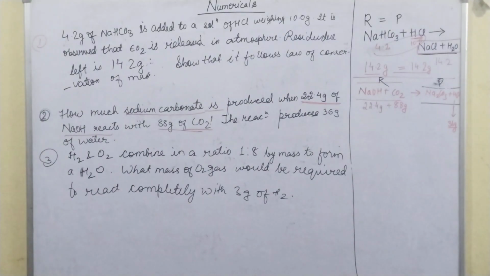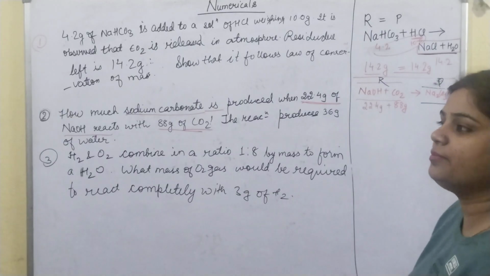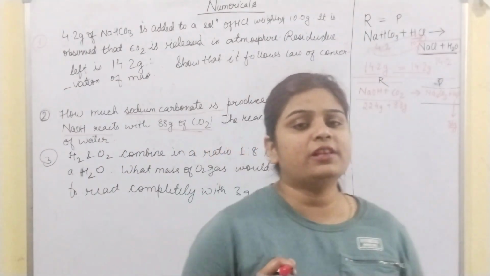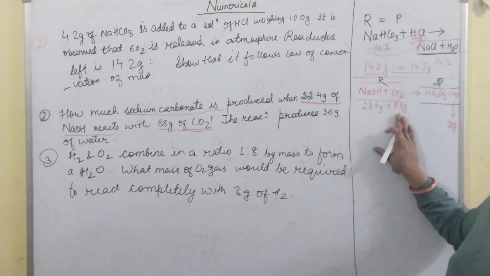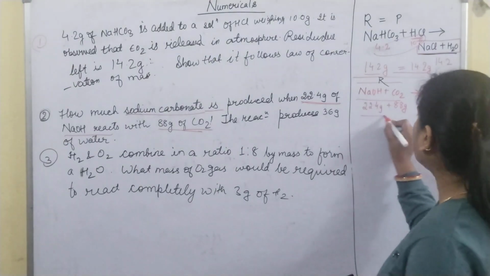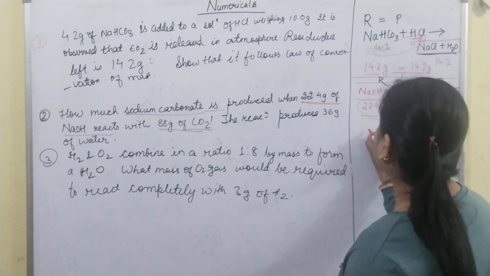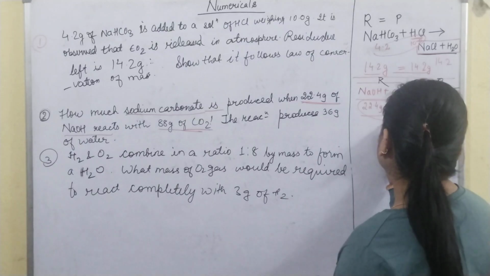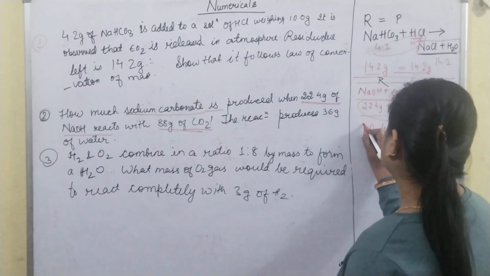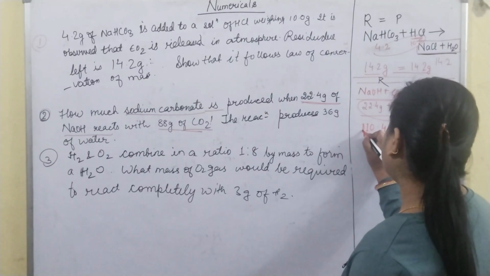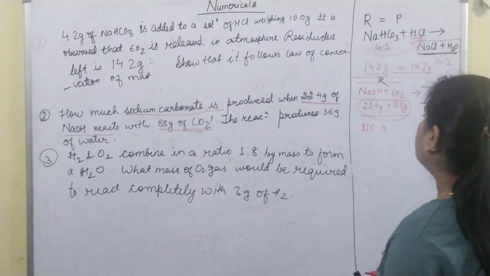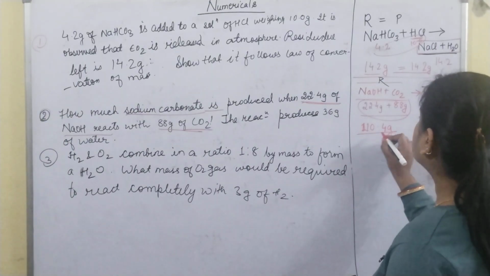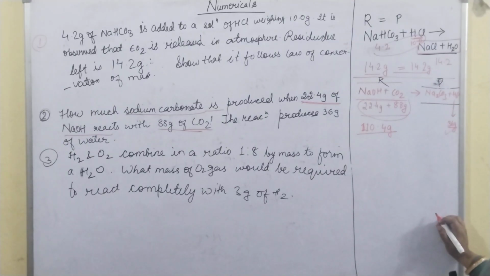So this question is based on the law of conservation of mass, meaning the reaction always follows the law of conservation of mass. In the law of conservation of mass, the mass of reactant must be equal to the mass of product. So the total mass of reactant will be 88 plus 22.4, which is 110.4. So this will be the mass of reactant, and here 36 gram of water is given.